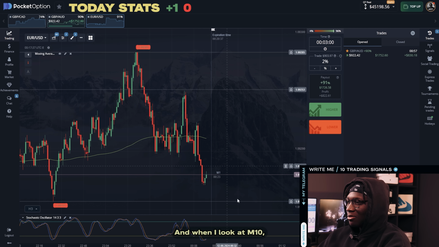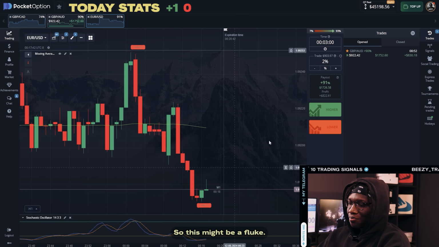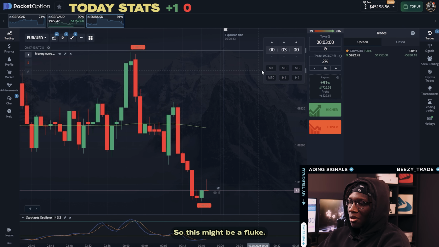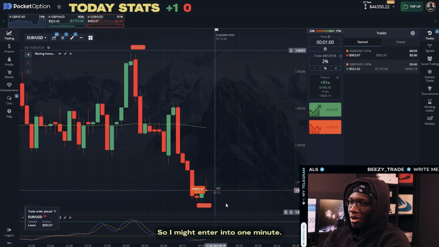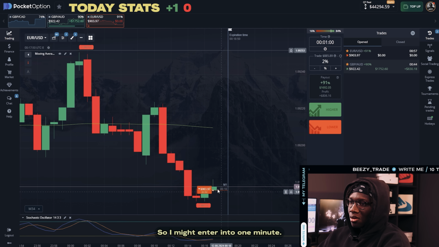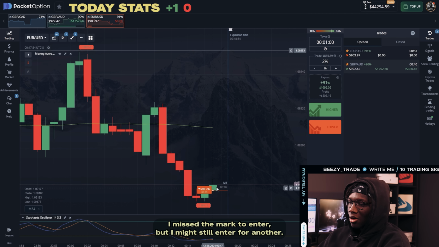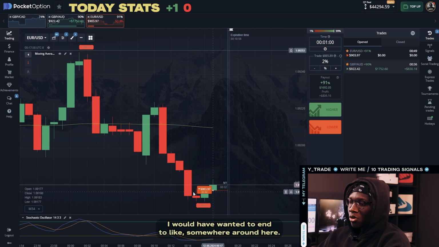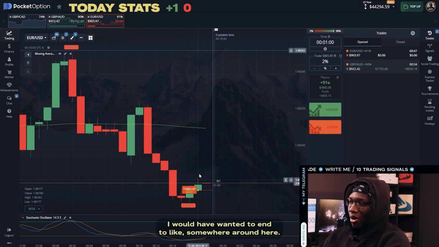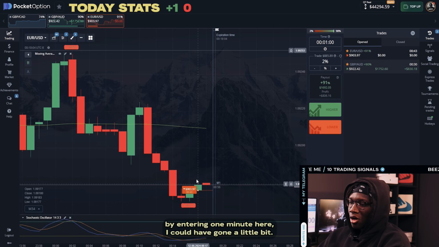And when I look at M10, this just shows that the market is going to still fall down in my mind. So this might be a fluke right there. So I might enter into 1 minute. I missed the good mark to enter, but I'm going to still enter for another. See, the market pulls up a little bit higher. I would have wanted to enter somewhere around here. That would have been a great point to enter. By entering 1 minute here, I could have gone a little bit.